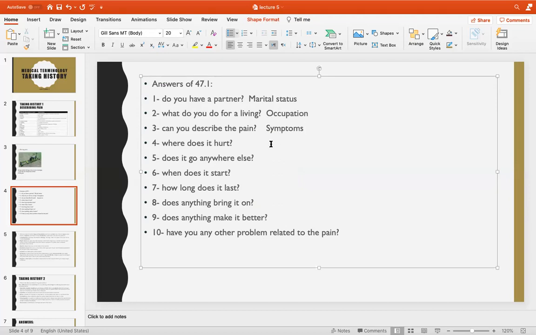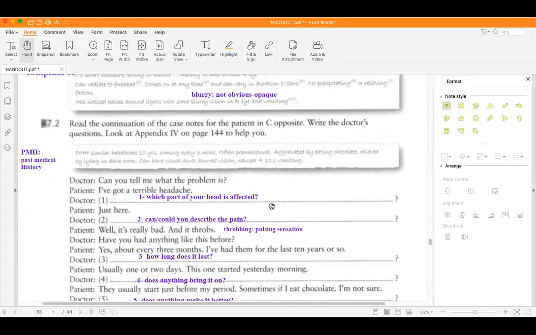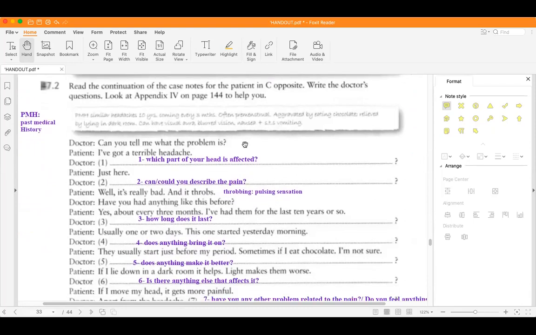We have, where does it hurt? Also the symptoms. Does it go anywhere else? We have here the radiation of pain. When does it start? How long does it last? In order to ask about the duration. Does anything bring it on? Does anything make it better? Have you any other problem related to the pain? Let's move to this part.